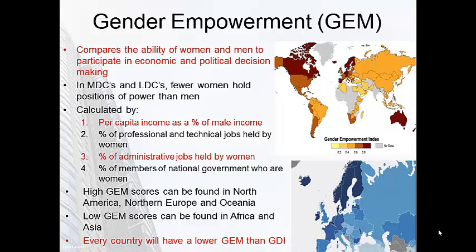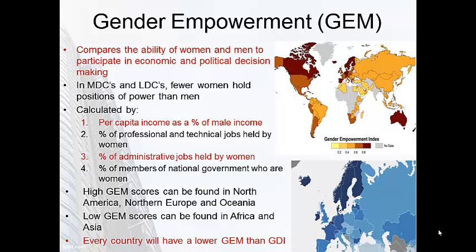Well, first, it's per capita income as a percentage of male income. So we focus on women's income versus males'. Next, the analysis is the percentage of professional and technical jobs held by women, lawyers, teachers, doctors, and so forth. And next, we focus on the percentage of administrative jobs held by women. And last but not least, it's the percentage of women as members of national government.